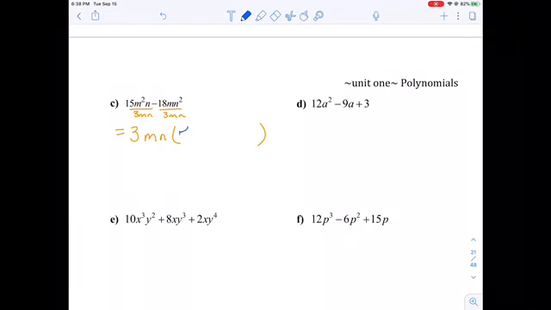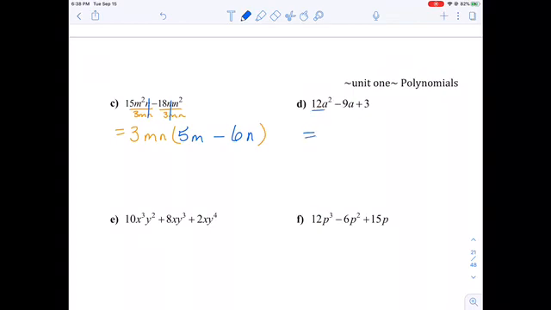So 15 divided by 3, we're going to put the leftovers inside the bracket. Once we divide out the 3, we get 5. M squared divided by m is a single m. And the n's, of course, cancel or reduce to 1. And that's a minus 18 divided by 3 is 6. The m's cancel, n squared divided by n is n. So there's our factored polynomial.